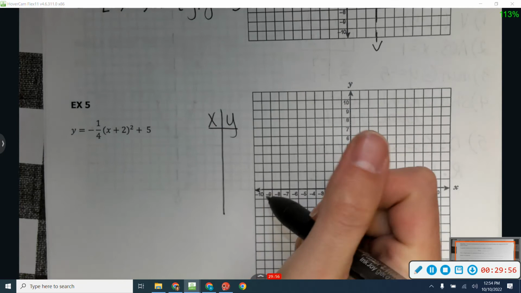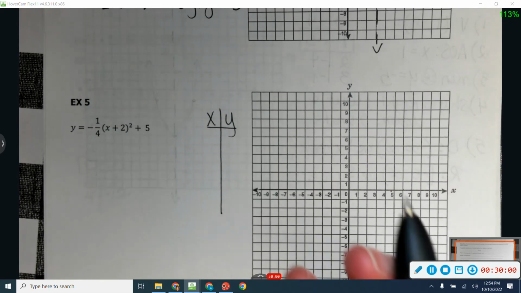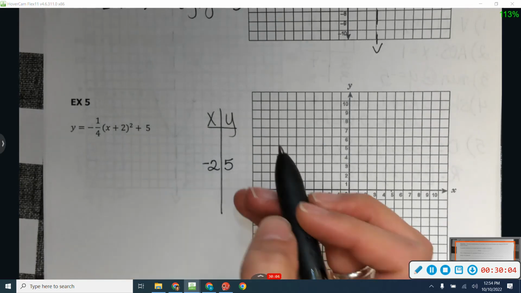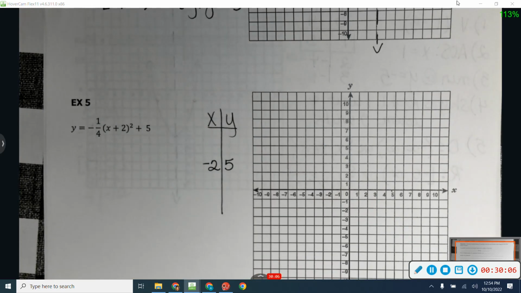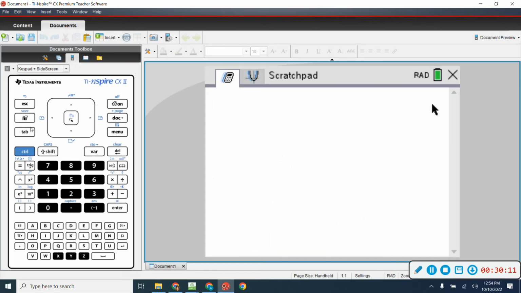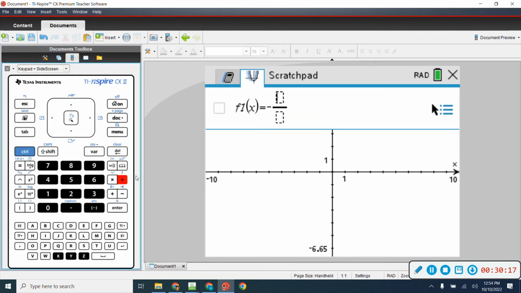All right. So example 5. We have our table. What's my vertex? Negative 2, 5. Go and type that. Remember, control divide will get you your fraction.